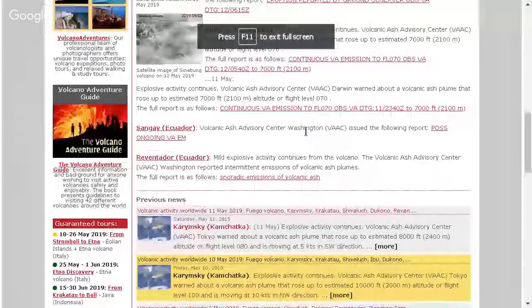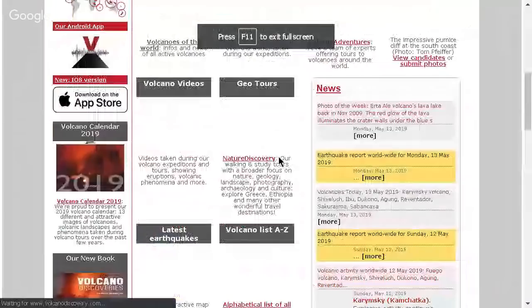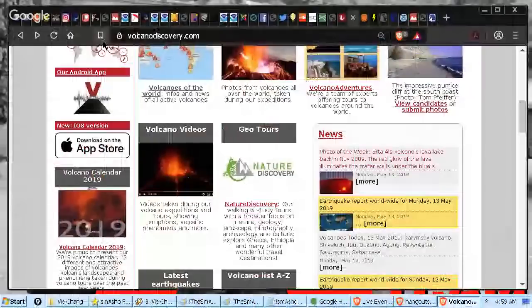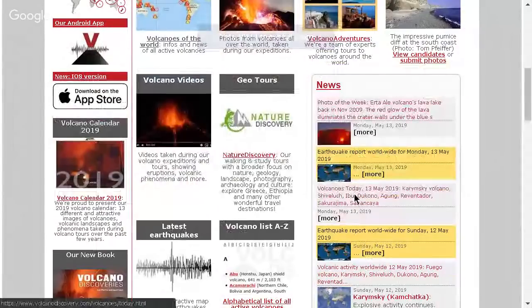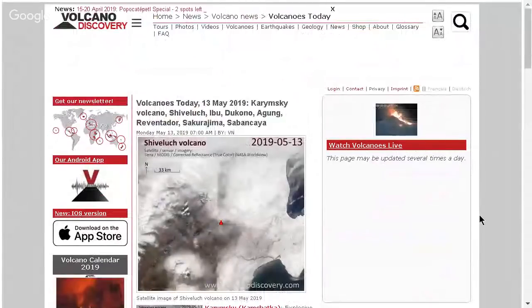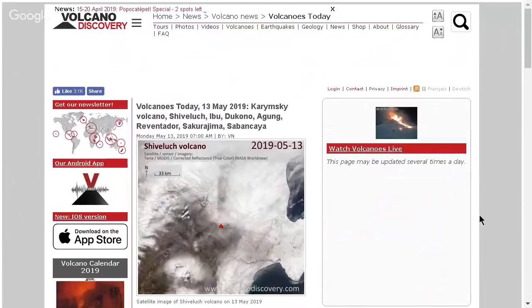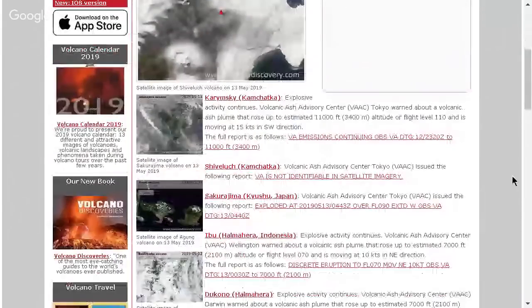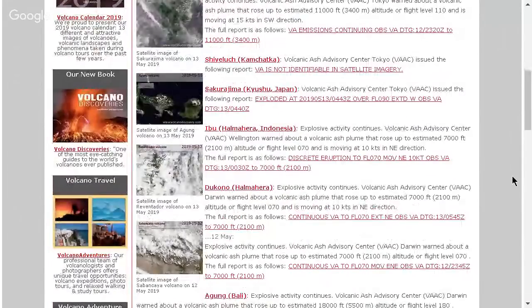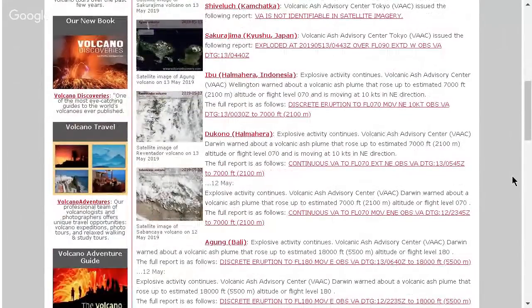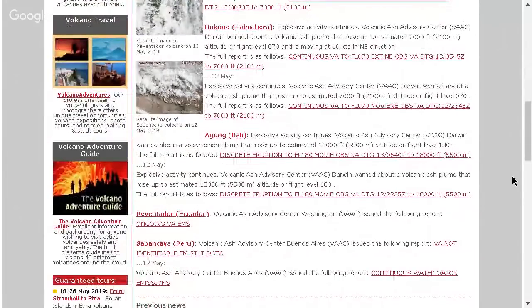All right. Here's a volcano rundown. We're going to blast through it. Karymsky with an 11,000 foot plume, uptick there. Shiveluch, satellite imagery obscuring the volcano. Sakurajima, 9,000 foot plume there. Mount Ibu, 7,000 foot plume there. Dukono, same deal. Don't pole vault over it.